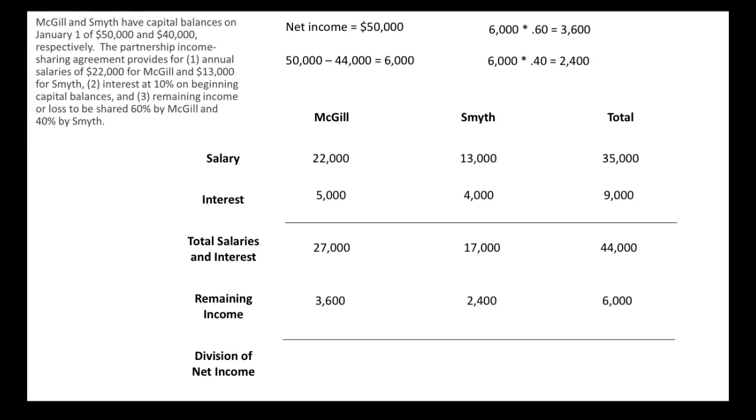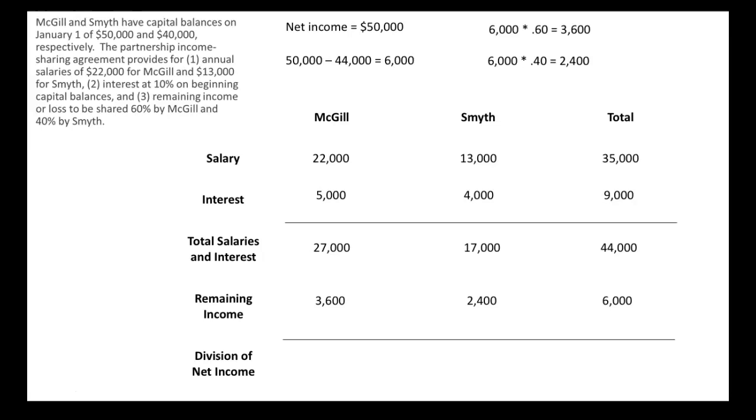So that's just the extra piece of net income that each of these owners get, right? Because they made more than what their salaries and interest were supposed to give them. So McGill's getting an extra 3,600. Smith is getting an extra 2,400.